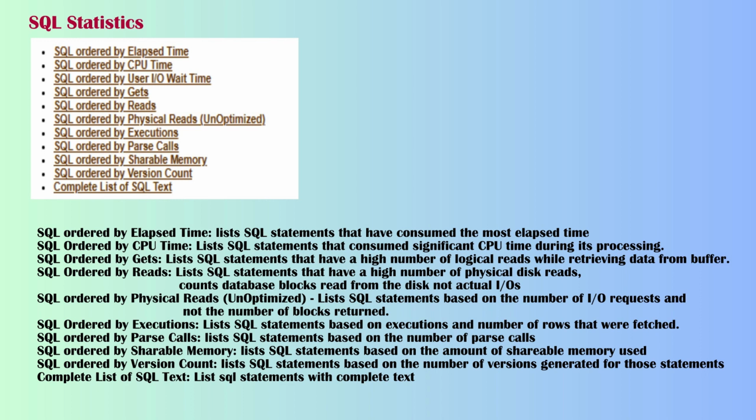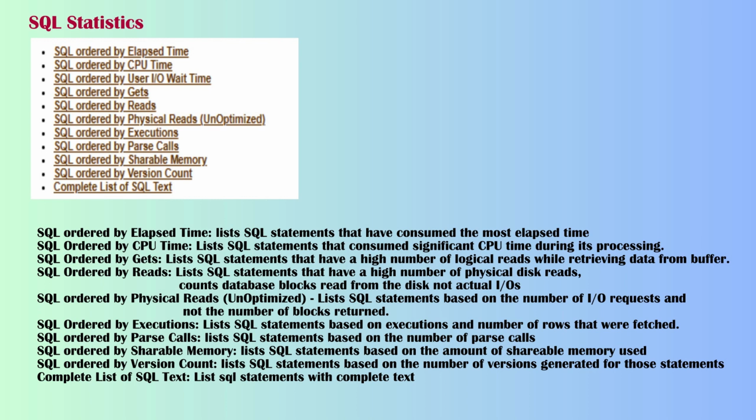Now we will discuss various SQL statistics such as SQL ordered by elapsed time, CPU time, user I/O wait time, gets, reads, physical reads, unoptimized, executions, parse calls, shareable memory, and version count. SQL ordered by elapsed time lists SQL statements that have consumed the most elapsed time. SQL ordered by CPU time lists SQL statements that consume significant CPU time during processing.